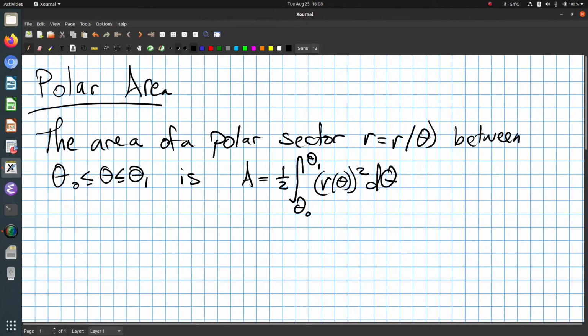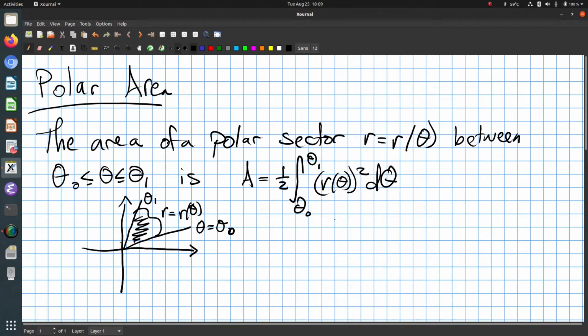The area of a polar sector is given by the formula that's on the screen. It looks a little bit mysterious, but it's really not too bad. The idea is if I have a region given by some function r as a function of theta, with theta equals theta 0 starting and theta equals theta 1 stopping, and I want to find the area of this sector, this formula is the one that does the job.